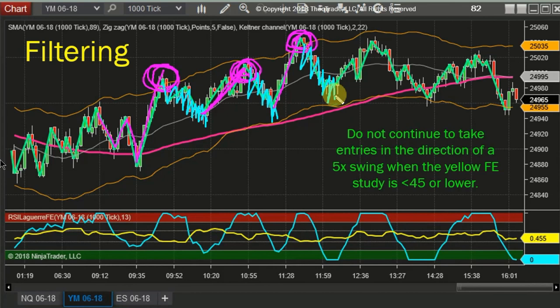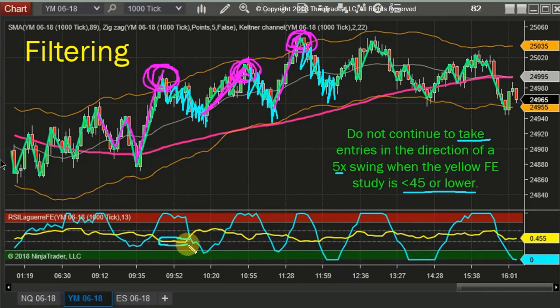Well, this is where filtering comes into play. Don't take entries in the direction of the 5x swing when you don't have enough gas in the tank. And this is what I will use. The yellow line here is the embedded fractal of the RSI Laguerre. This also goes along with the fractal energy trading course, which you guys got a copy of in the studies. So when you have an energy level below 45, don't continue to press the case.